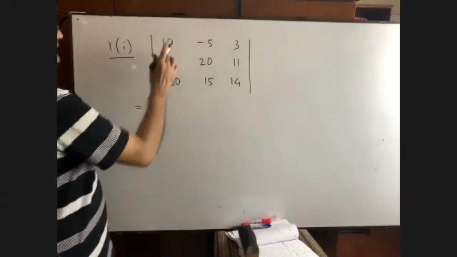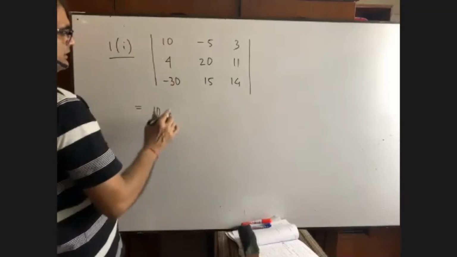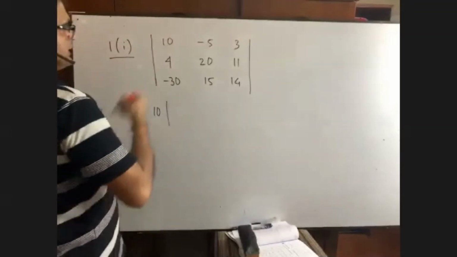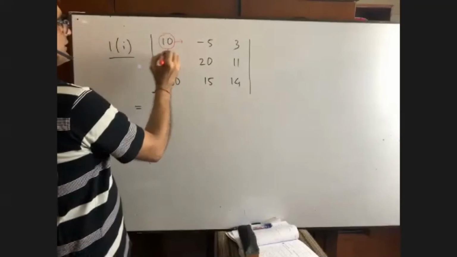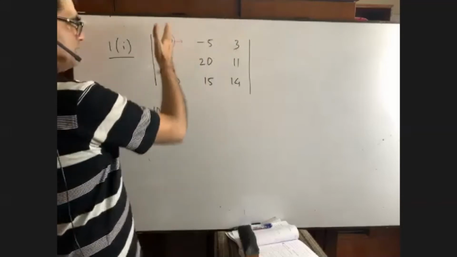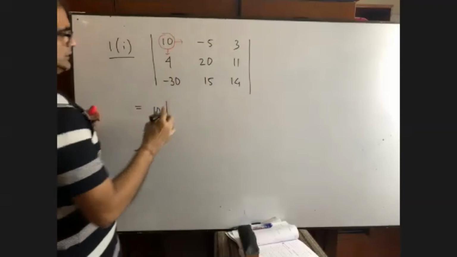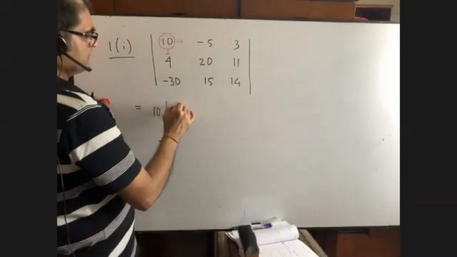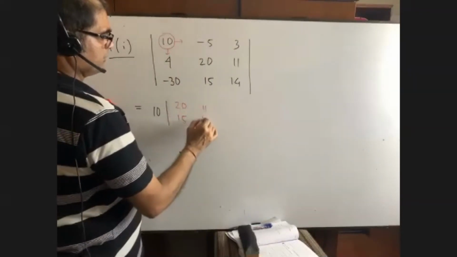Now, what is to be done here? Please let me know. This is 10. If I consider 10, then what is left here? It means you see what I'm doing. This is omitted and this is omitted. I mean, along with 10, the row and the column won't be considered. So what are we left with here? Can you please tell me? We are left with 20, 11, 15, 14.